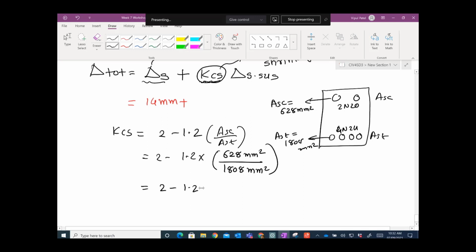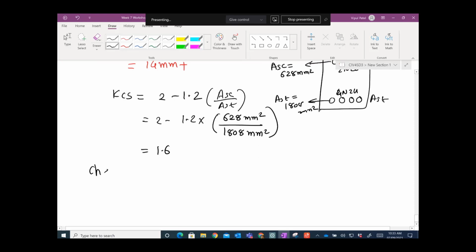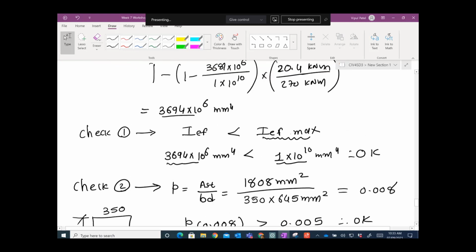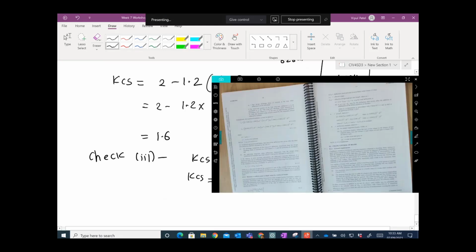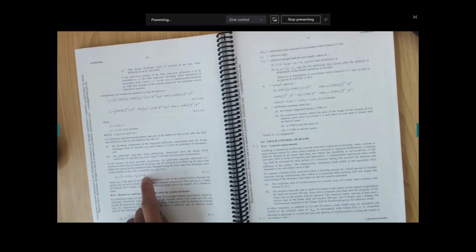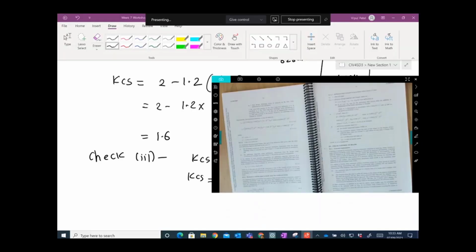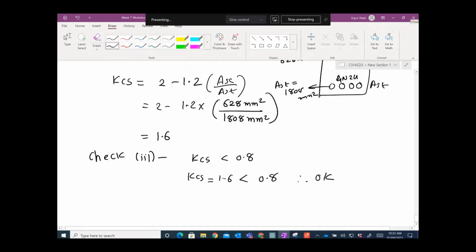So 2 take away 1.2 times that ratio, you will get about 1.6. Now we need to make this third check, check number 3, because remember there are 2 checks we already made, check number 1 and check number 2. The third check is whether KCS is less than 0.8 or not. So KCS equals 1.6, which is not less than 0.8, therefore it's okay. The standard doesn't want you to go below 0.8. If it is less than 0.8, you need to use 0.8.